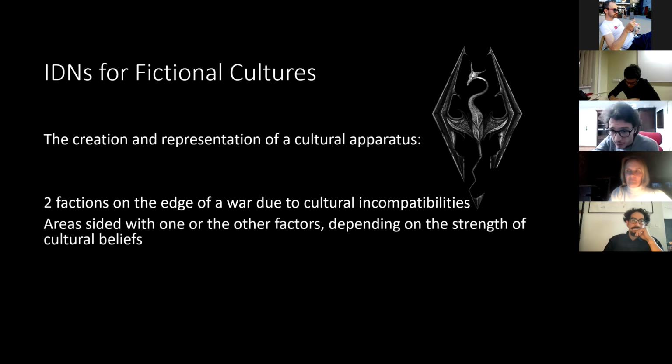But also there are some areas of Skyrim that are allied with one of the two factions, and depending also on how important the cult of this human god is felt to be, the siding is kind of decided. And I think in exploring the world, players can get to know both points of view, and they can decide by themselves with which faction to side.